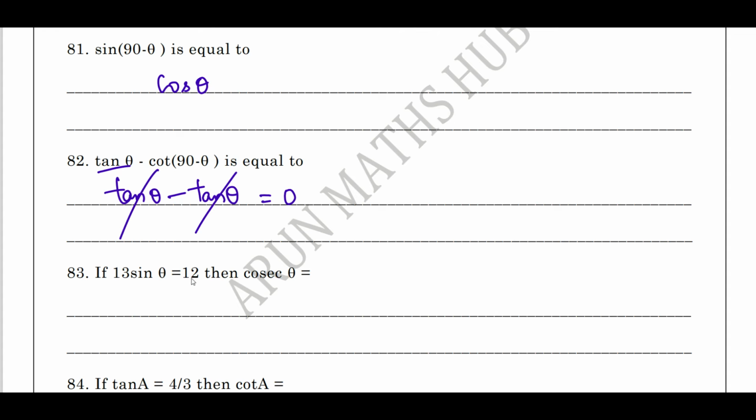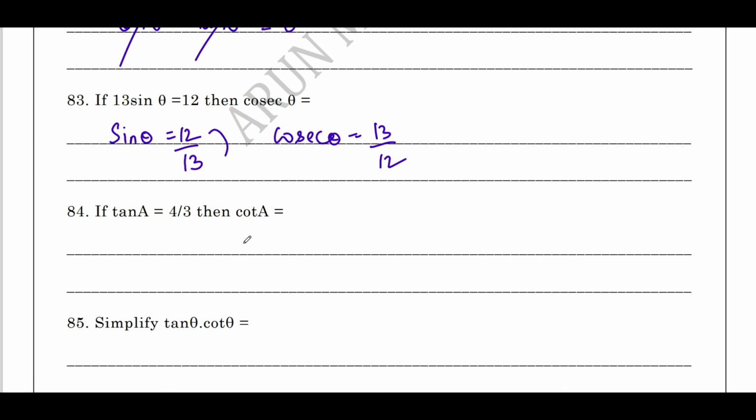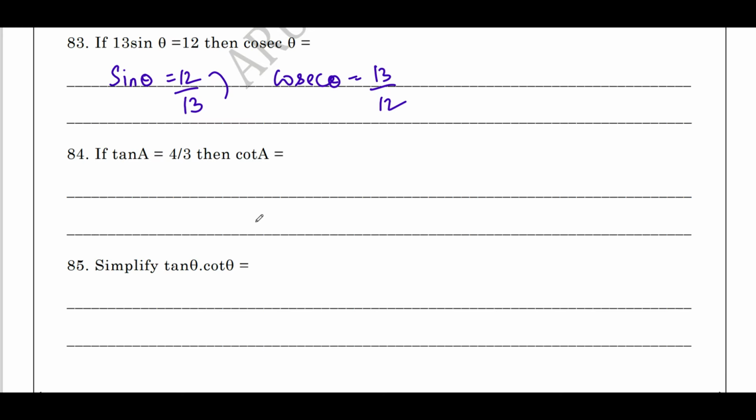Sin theta equals 12 by 13. We need to find out cosecant theta. What is cosecant theta? Cosecant theta is just the reciprocal of sin theta, that is 13 by 12. Tan A equals 4 by 3. Cot A is the reciprocal of tan A, so cot A equals 3 by 4. You can try it out.